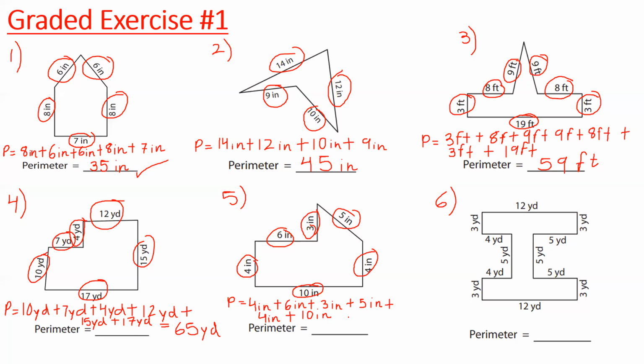So we have 4 inches plus 6 plus 3 plus 5 plus 4 plus 10. I have 32. I get 32. You got 32? I get 32. Me too. So is it 38 or 32? 32. You think it's 32? I'm 100% sure. But Chardonnay said 38. So if we add 4 plus 6 plus 3 plus 5 plus 4 plus 10, we get 32. 32 inches.